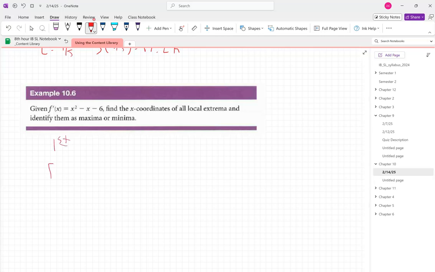So again, you could do this as a first or second derivative problem. I usually prefer the first derivative. I notice that the first derivative is a polynomial and it's continuous everywhere, so all I have to do is set it equal to 0 and solve. To solve x squared minus x minus 6, let's factor that. How does that factor?